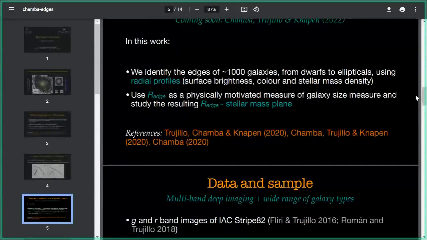And so what we did was to look at where the edges of 1,000 galaxies are. We looked at dwarf galaxies as well as giant galaxies, so spirals and ellipticals. We did that by looking at their radial profiles, so their surface brightness profiles, color, and stellar mass density. And we used the location of their edges, which we call our edge, as the measure of galaxy size. And then we studied their scaling relation. So this work has been resubmitted, so it should be out hopefully by this year. Next slide, please.